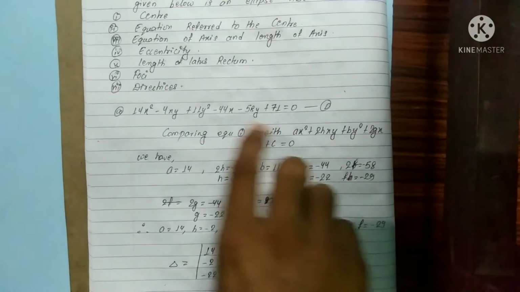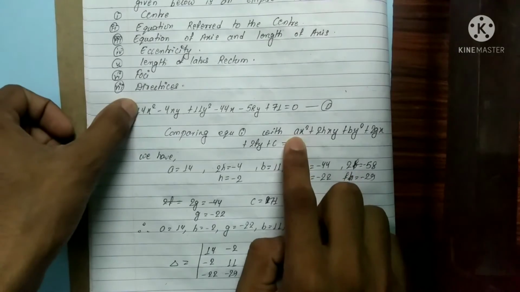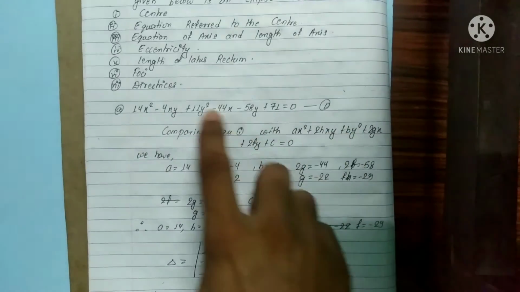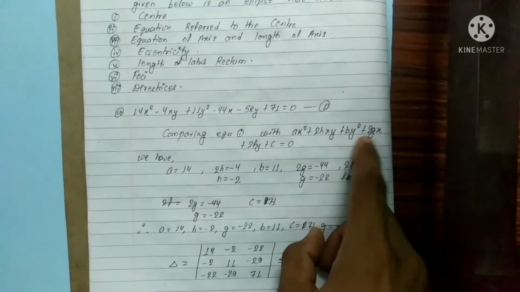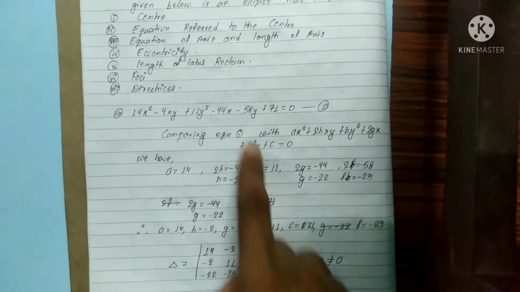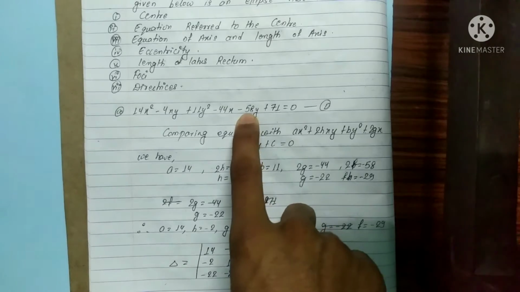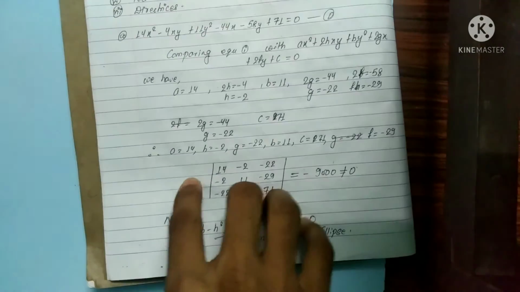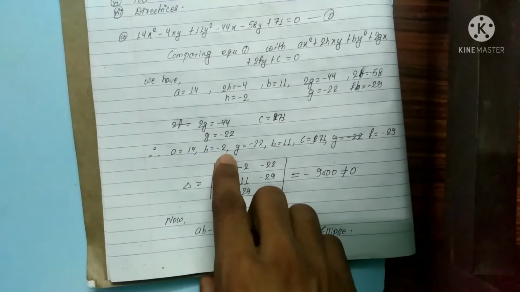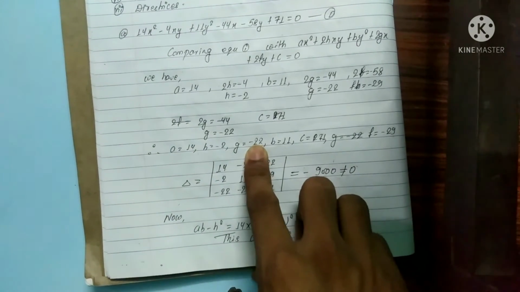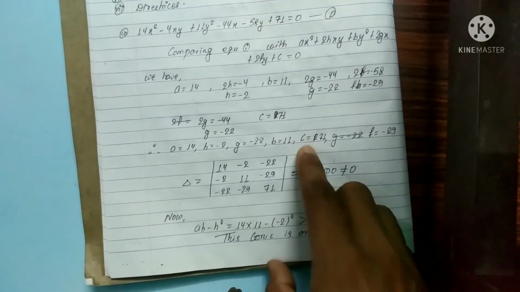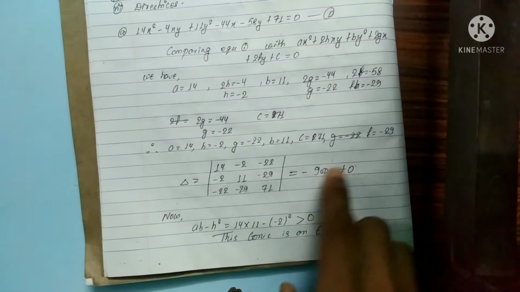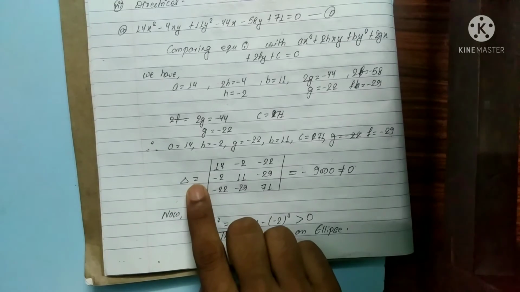We found the values. Comparing, a is equal to 14, 2h is equal to minus 4, b is equal to 11, 2g is equal to minus 14, 2f is equal to minus 58, and c is equal to 71. Now we find the values: a is equal to 14, h is equal to minus 2, g is equal to minus 22, b is equal to 11, c is equal to 71, and f is equal to minus 20. Now we write the formula in matrix form.